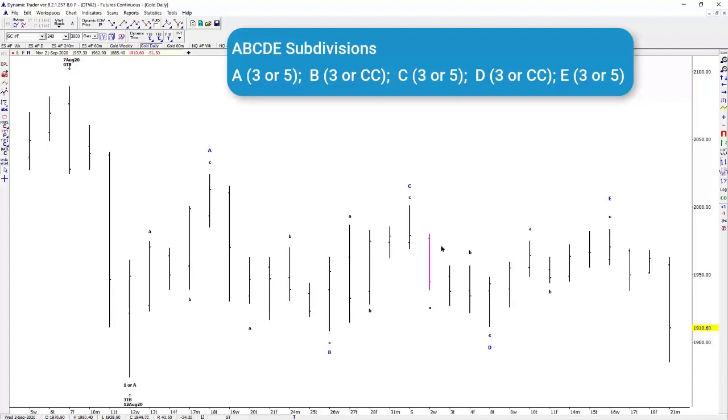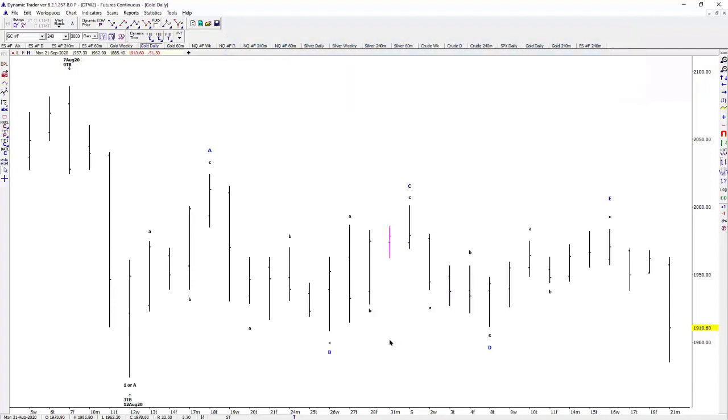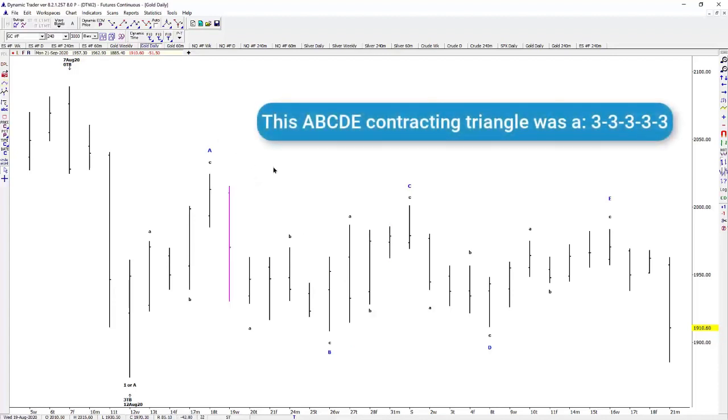In this case, the B's and the D's should always be 3 sections or some sort of complex correction. They shouldn't be completed 5-wave impulse trends, let's put it that way. So we were alerted pretty early on that we're going to make something other than a simple ABC correction because we had an ABC up and an ABC down. So that should either be an A, a B, and a C. And C's should always be 5 sections or an ABC zigzag, and we found this was just an ABC.